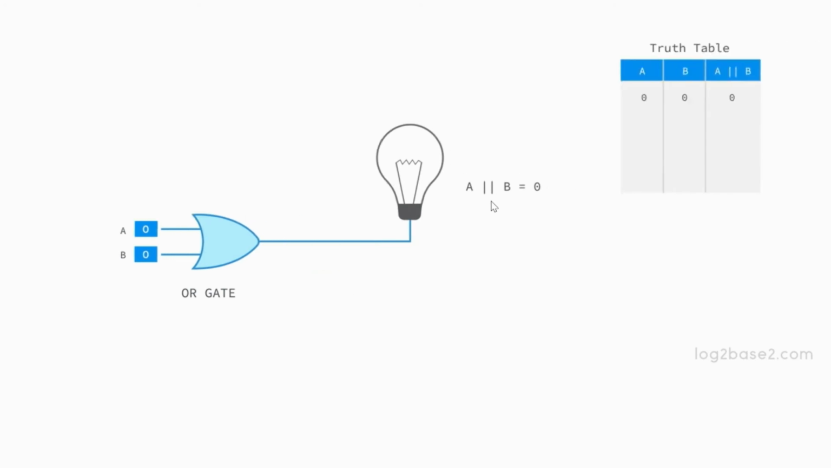And if you have A equal to 0, B equal to 1, then A or B equal to 1. So the bulb glows. And if you have A equal to 1, B equal to 0, then also A or B equal to 1 and the bulb will glow. And if you have A equal to 1 and B equal to 1, then also A or B equal to 1. So the functionality is that if you have all the inputs 0, then the result is 0. And if you have at least one input 1, then the result is 1.